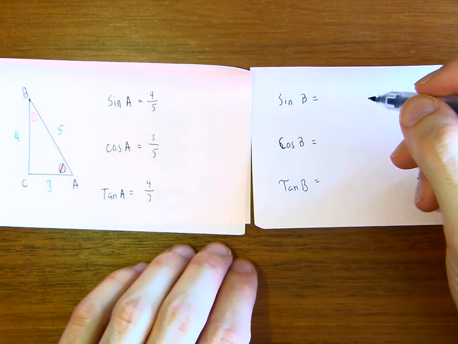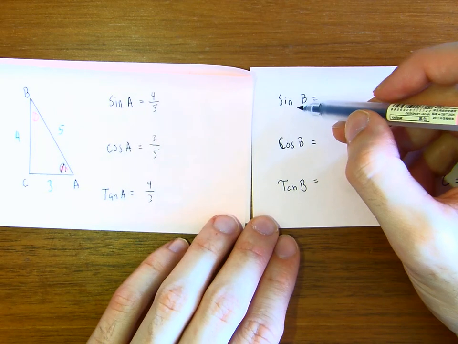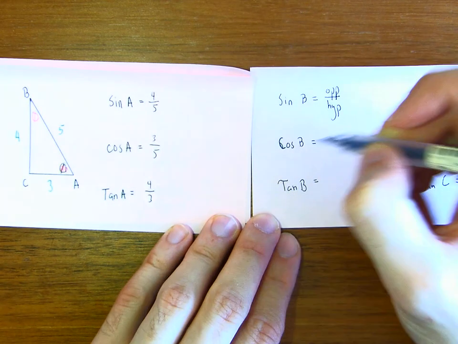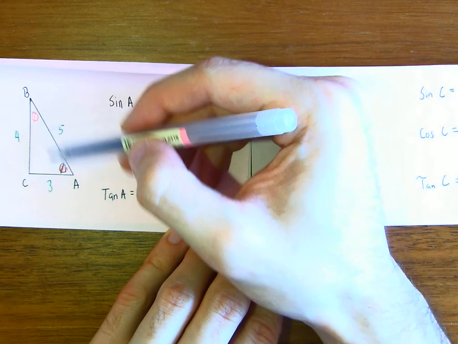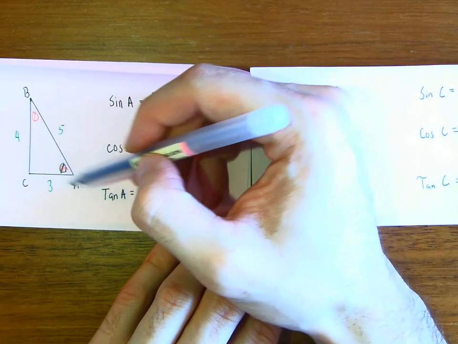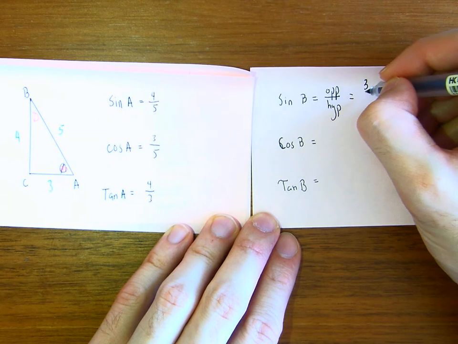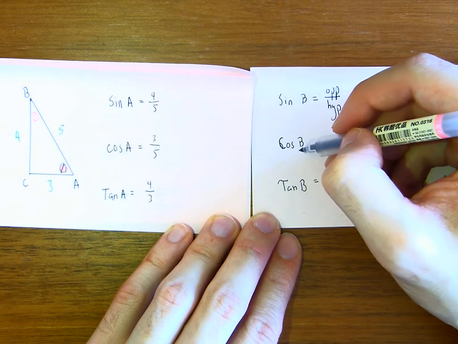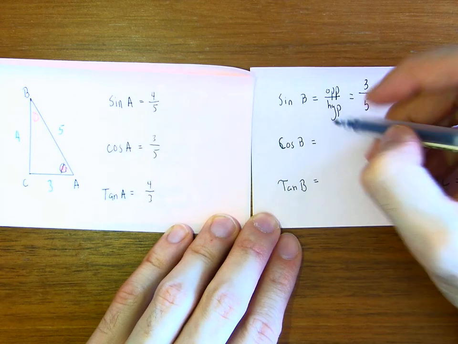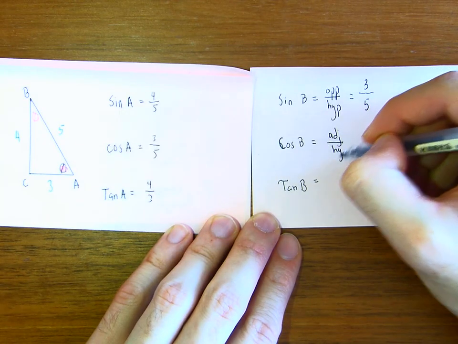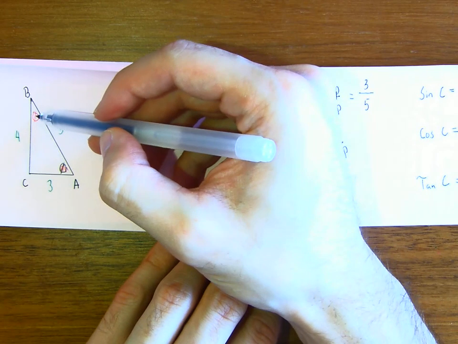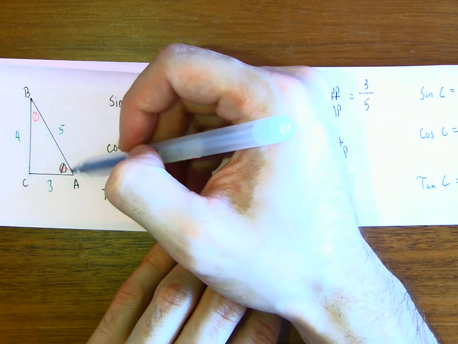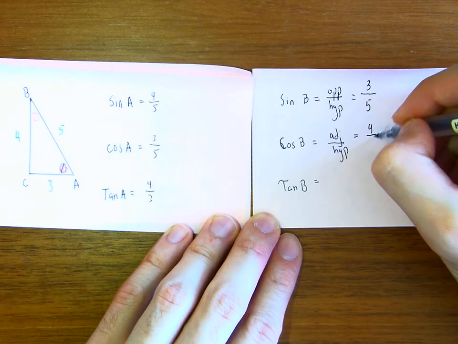Now what I want you to do is pause the video and take your time. Notice that sine is opposite over hypotenuse. So what is opposite of B? It's this C to A, this 3. So it's 3 over, and what's the hypotenuse? 5. What's the cosine of B? You need adjacent over hypotenuse. What's adjacent to this angle B? It's this 4. And the hypotenuse is right here, this 5. So it's 4 over 5.